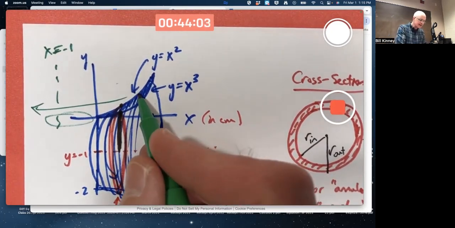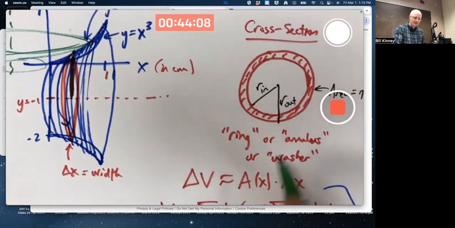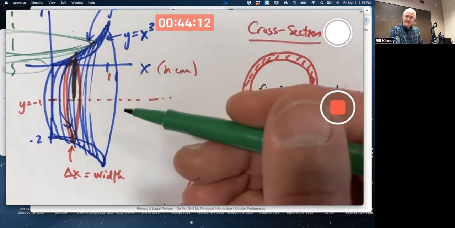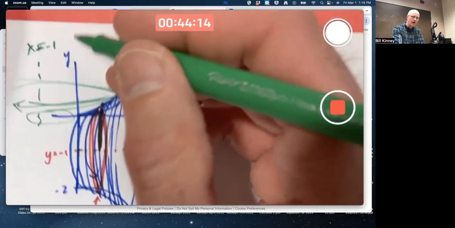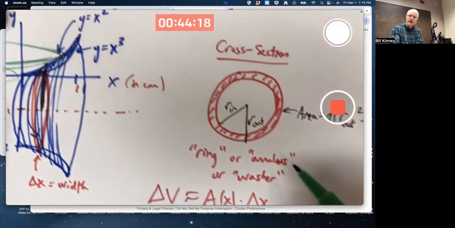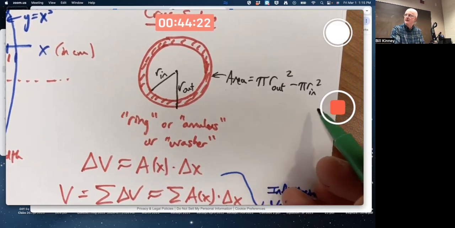What are the cross sections in this case? They are once again the same shape. But instead of looking to the left to see those cross sections, you'd be looking downward to see them. You'd still get this ring shape. The area would still be pi times the outer radius squared minus pi times the inner radius squared.